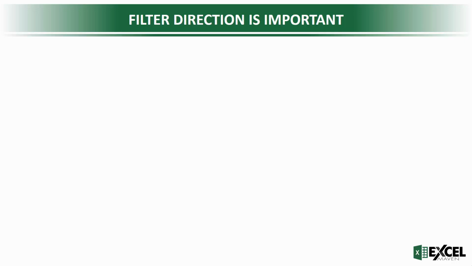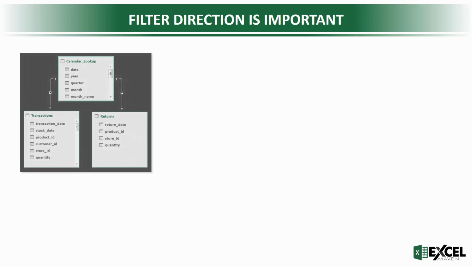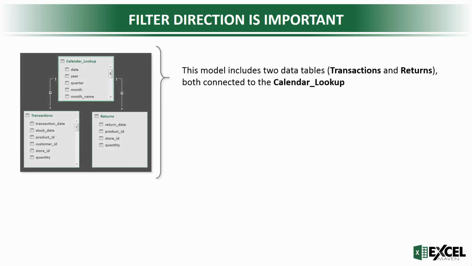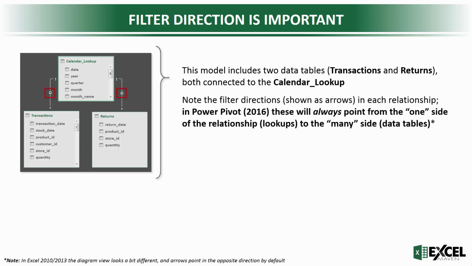So what we're talking about here is filter direction. And to show you what that's all about, look at this simple data model here. We've got 2 data tables, transactions and returns, and both are connected to the calendar lookup based on a date field. Now, note the filter directions, which are shown as arrows in each of these relationships. In Power Pivot 2016, these are always going to point from the one side of the relationship, typically the lookup, to the many side, typically the data table.